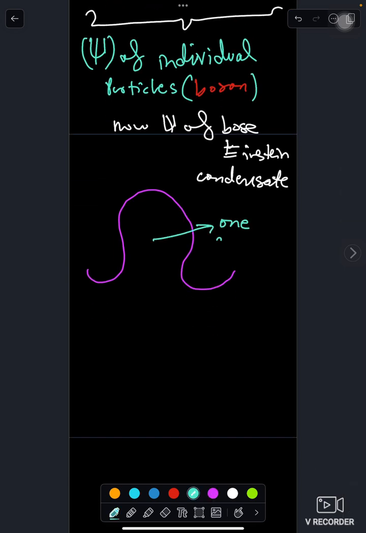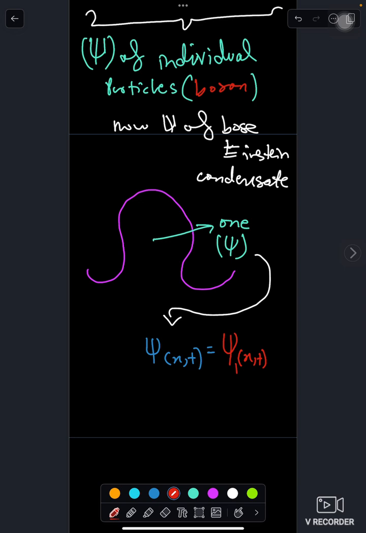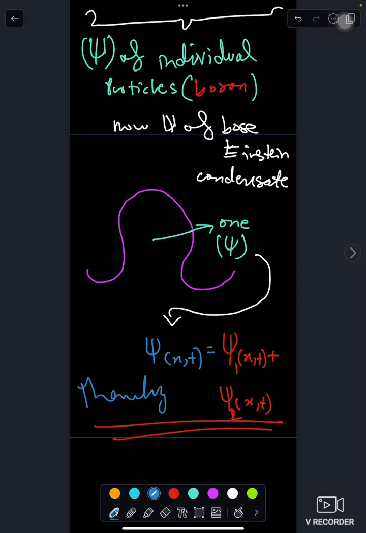One psi. When I open the psi, it's a huge other topic to discuss, which I have already done. Psi of x1 plus psi of x2 and x3, and so on. Thank you.